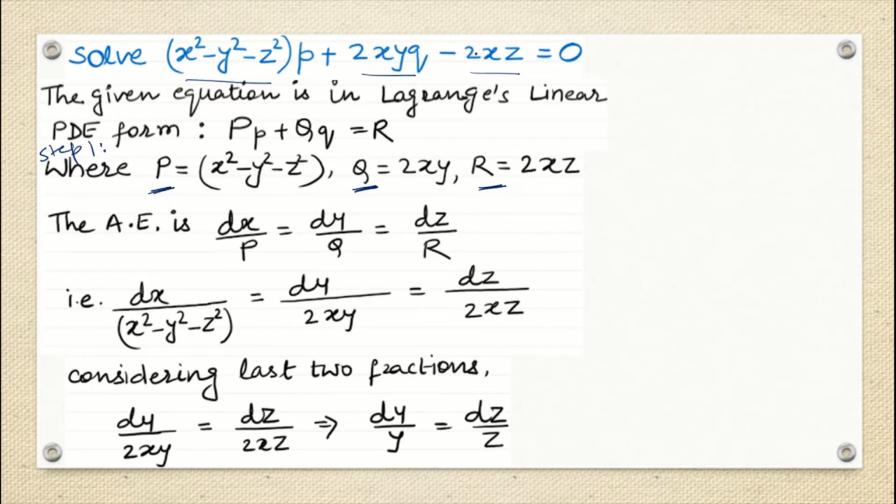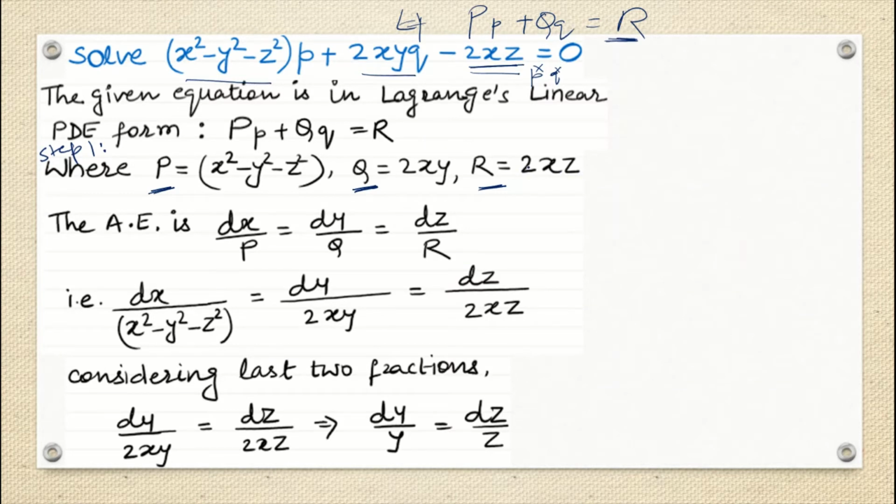So what are we writing down? We are taking this 2xz to the right hand side, because my Lagrange's form says capital P, p plus capital Q, q equals R. I'm just taking to the right hand side the term where I don't have p and q. The term which is free of p and q goes to the right hand side, and so this is positive 2xz.